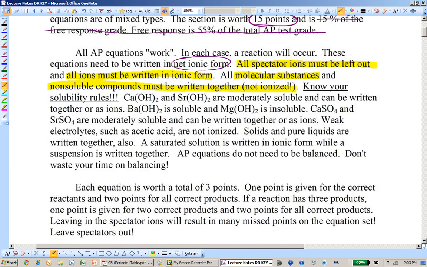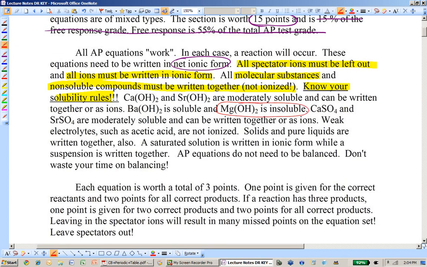And the only way you understand what you're supposed to do when is because you know your solubility rules. That's not negotiable. You should have started learning them in first year and hopefully master them any day now. So there are some unique and special things that you sort of have to give up and just know. Calcium and strontium hydroxides are moderately soluble and can be written together as ions. Barium hydroxide is soluble, but magnesium hydroxide is insoluble.